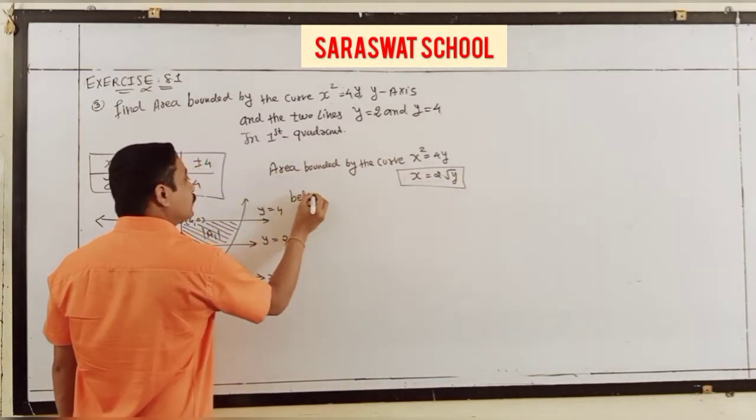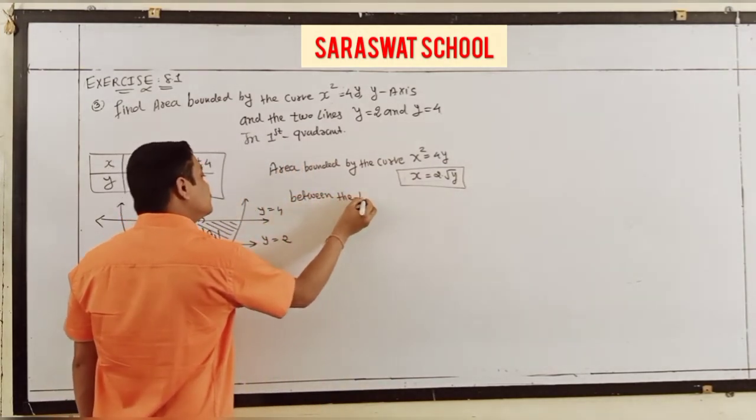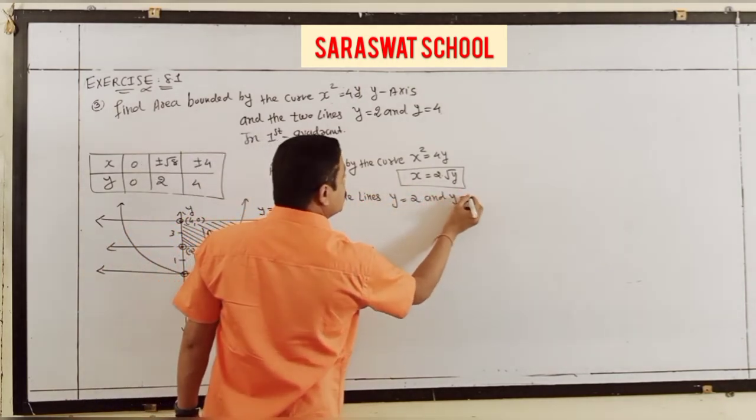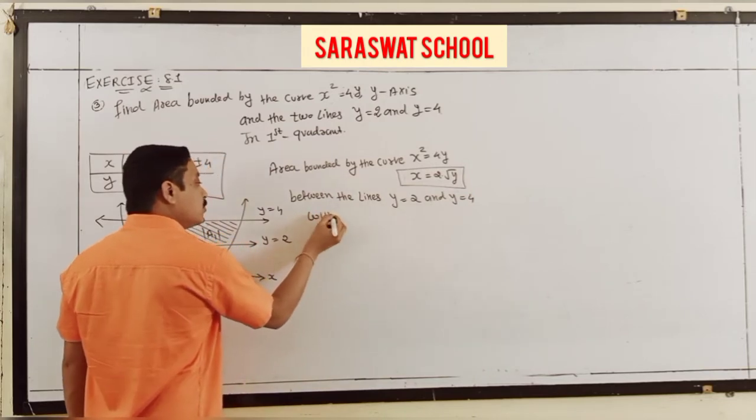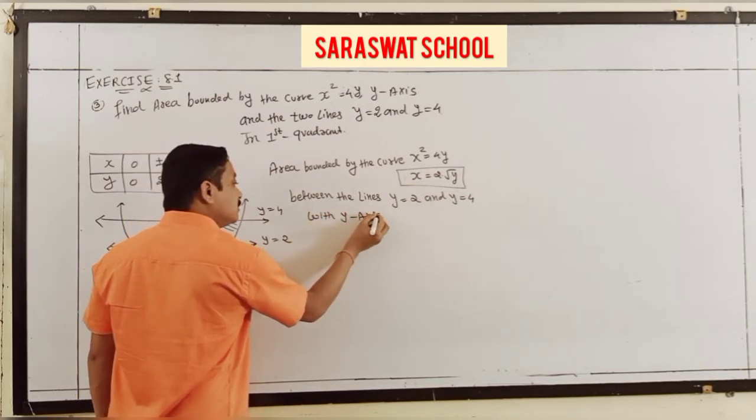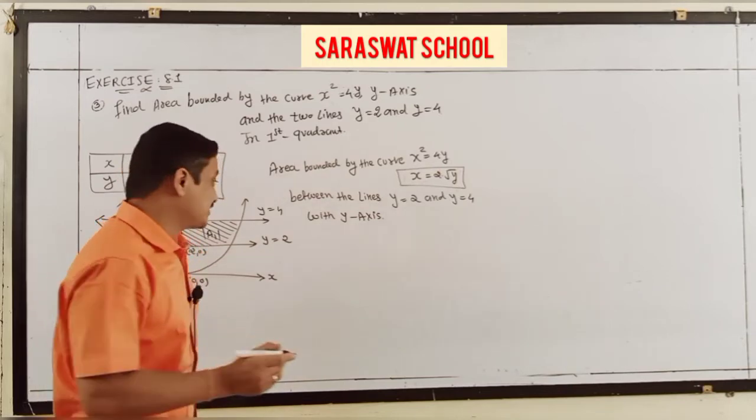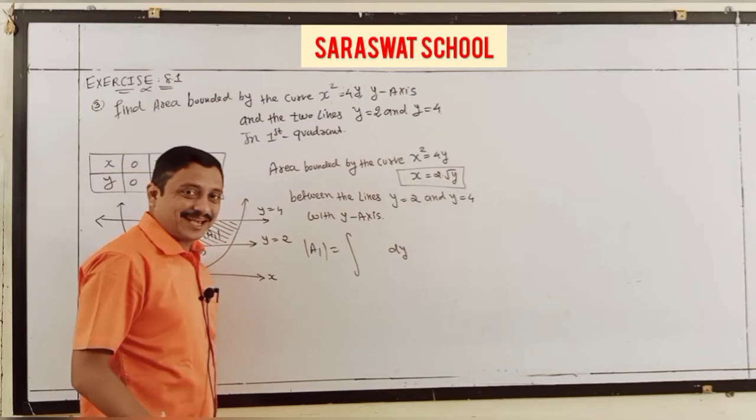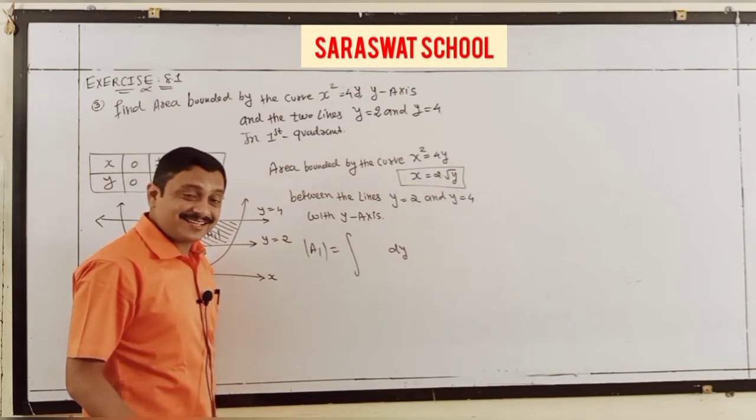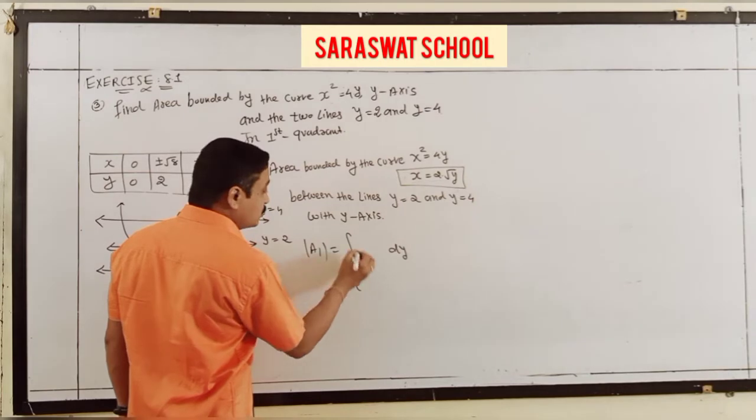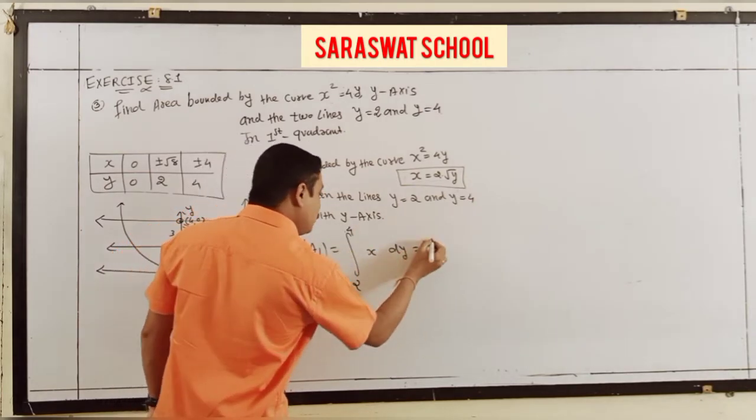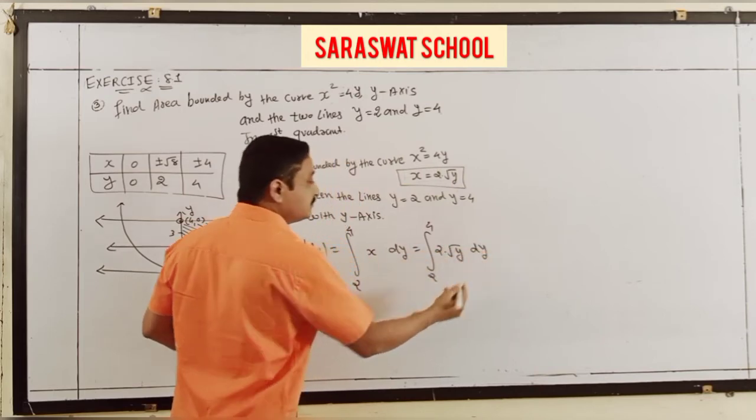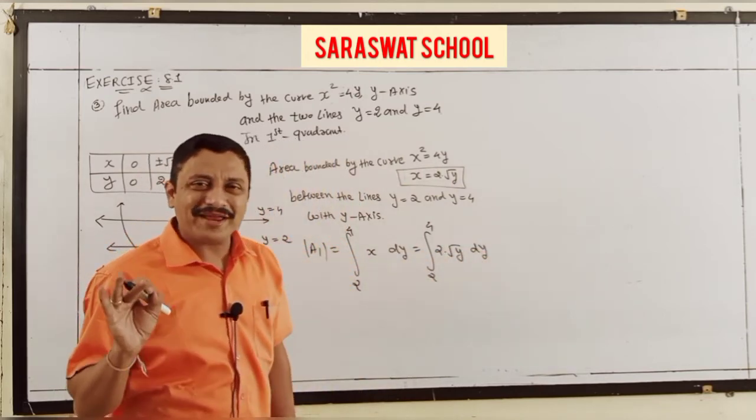Between the lines y is equal to 2 and y is equal to 4 with the y-axis. Here students, the area with the y-axis is asked, so I will take dy, and if you take the x-axis then dx. Here the area between 2 to 4 of x, and the value is known, 2 to 4, x is 2 root y dy. Now simple, calculate by integration.